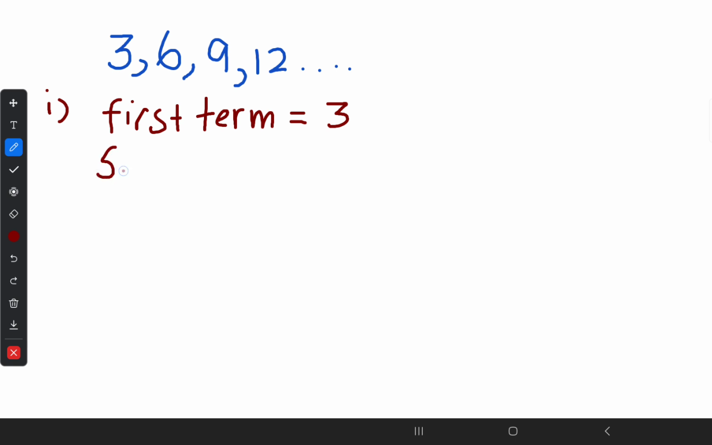And what is our second term? The second term of this number sequence would be 6. Likewise, third term 9, fourth term 12.